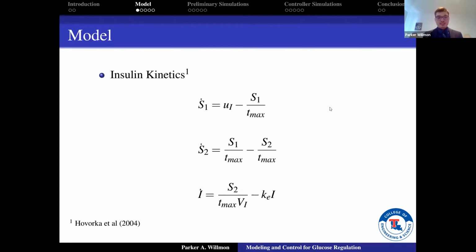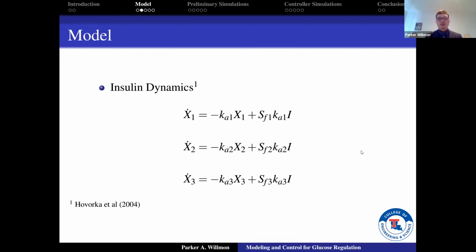So this first set of 3 equations is the insulin kinetics. This is how the insulin moves from where it is injected into the body into the bloodstream. Now this UI right here is the insulin that the controller will be injecting into the patient. This I down here is the concentration of insulin within the patient's bloodstream. And so this value is used to determine if too much insulin is being injected to ensure that the patient does not suffer from insulin poisoning.